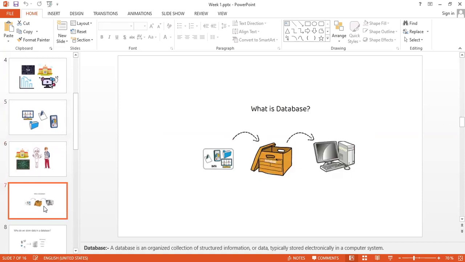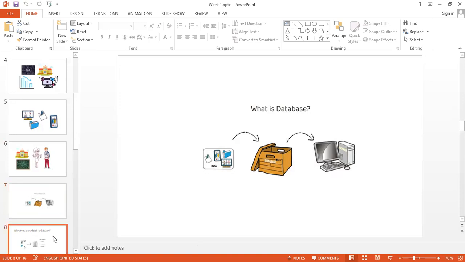So having understood what is data, we need to ask ourselves, what is a database? If you look at the diagram that we have, we have a database, and our database acts as a container. We say a database is a collection of structured information or data that is stored electronically in our computer system.